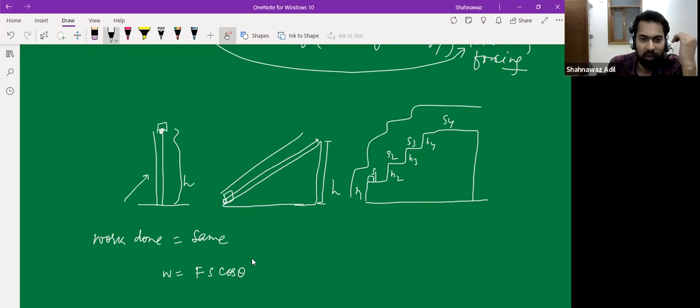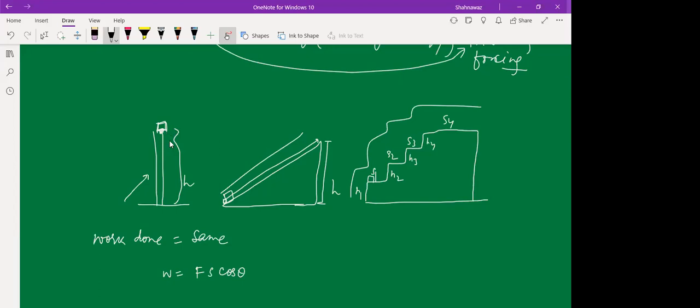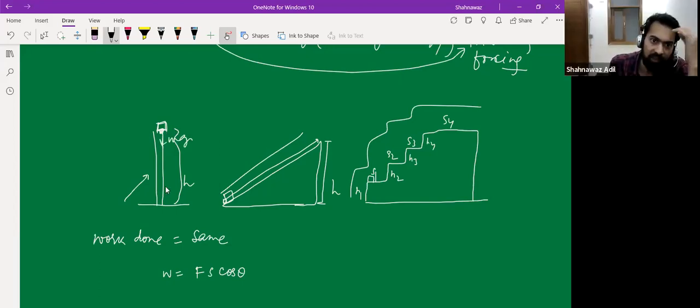So what is the force acting on this object? Weight. Yes, so the gravitational force, right? And the displacement is in this direction, so the angle is what? 180 degrees. Your force is weight, displacement is h, and the angle is 180 degrees, so minus. So the work done is minus mgh.